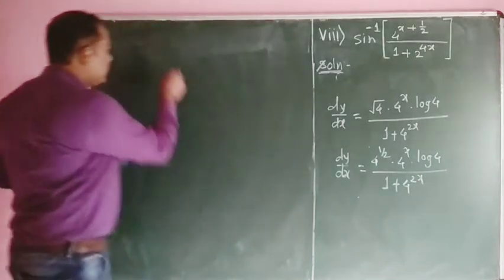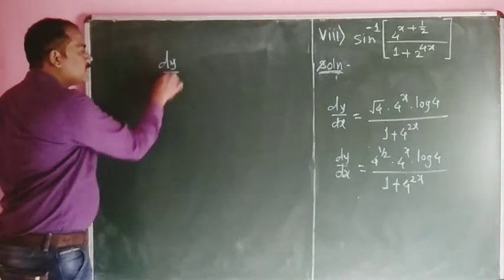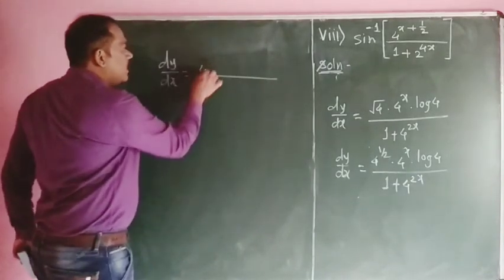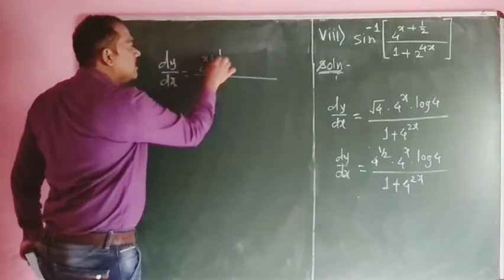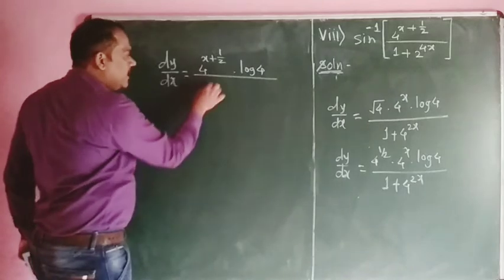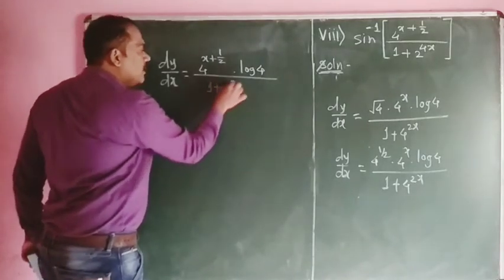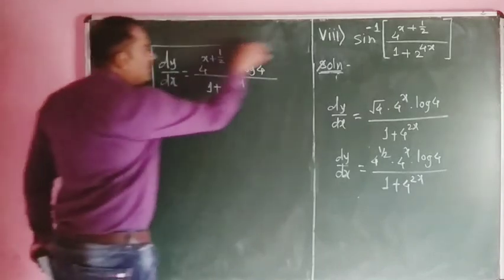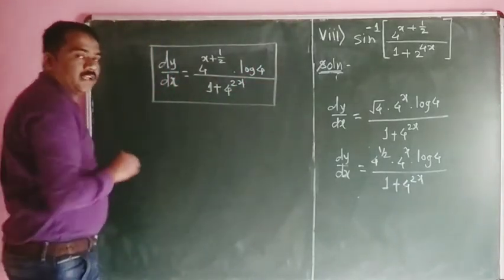so that we get dy by dx is equal to 4 raised to x plus 1/2 into log of 4 divided by 1 plus 4 raised to 2x, which is the required answer.